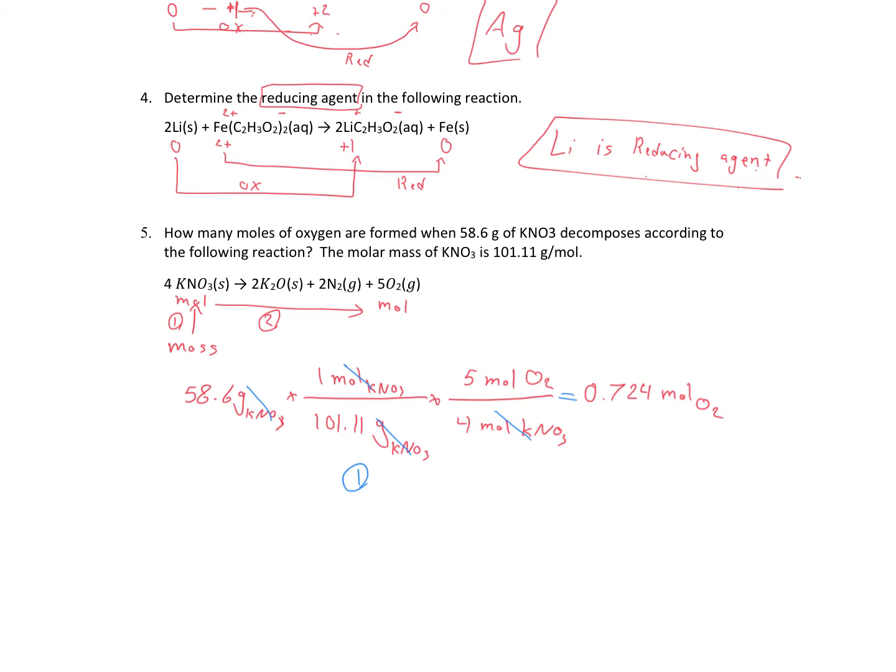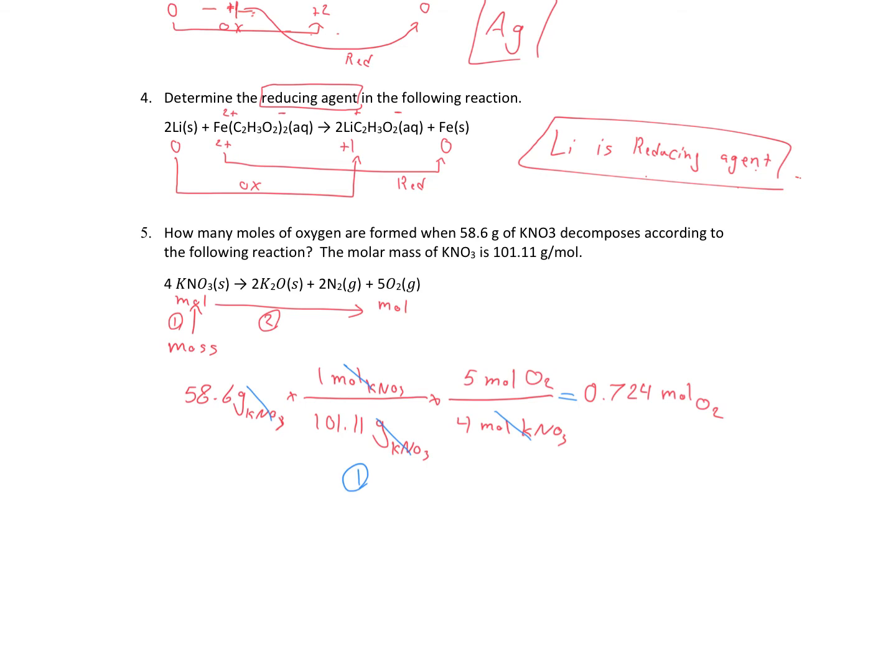So, how many moles of oxygen are formed when 58.6 gram of potassium nitrate decomposes according to the following reaction? You have the mass of the KNO3, potassium nitrate. You need the moles of oxygen. You cannot go straight from mass to mole of oxygen, but what you need to do is go to the mole of the same compound, then you can use the mole bridge to go to the mole of the other one. So the first step is going from mass to mole of the potassium nitrate, and the second step is going from mole to mole of oxygen.